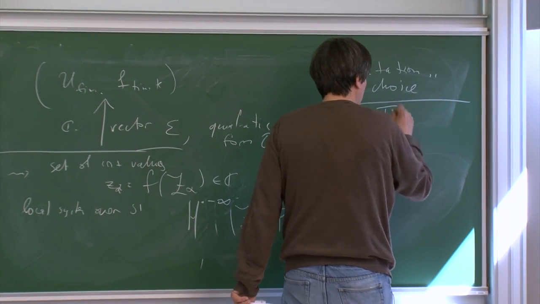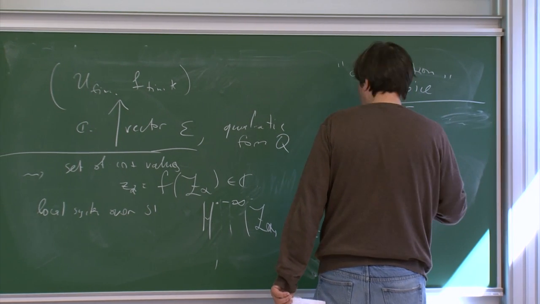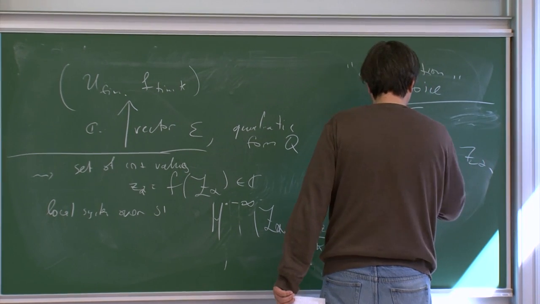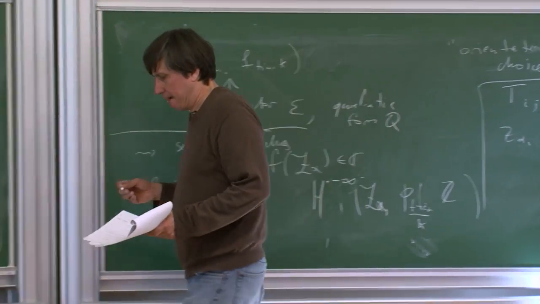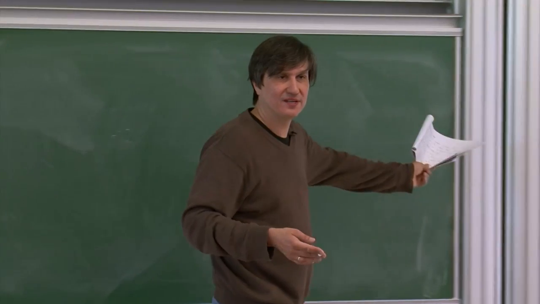So you get local systems, and then one should have these operators T_ij, from cohomology of Z alpha i to Z alpha j. And if you try to think, it should have some notion of gradient flow and so on in infinite dimensions.